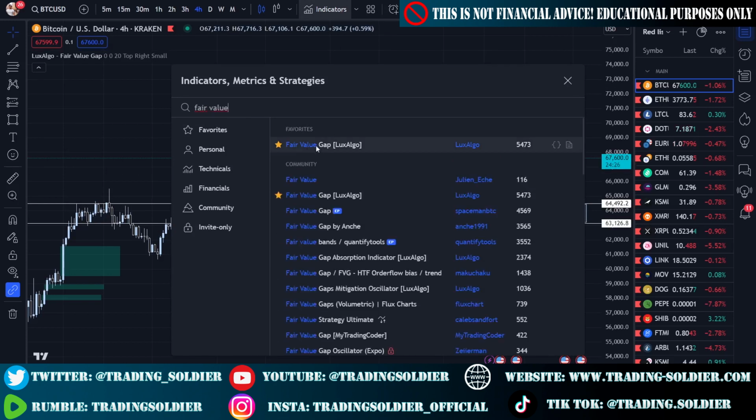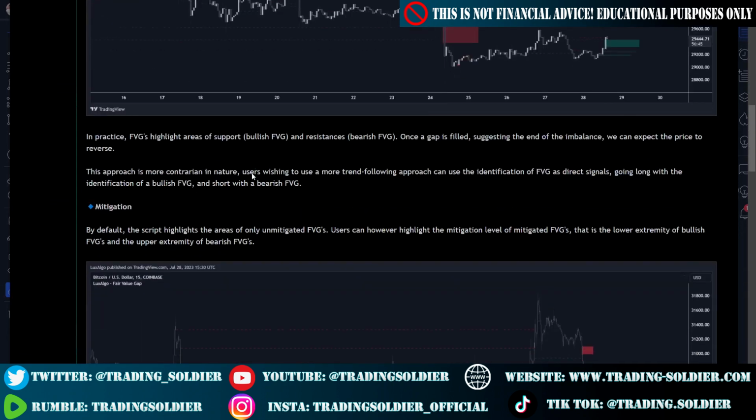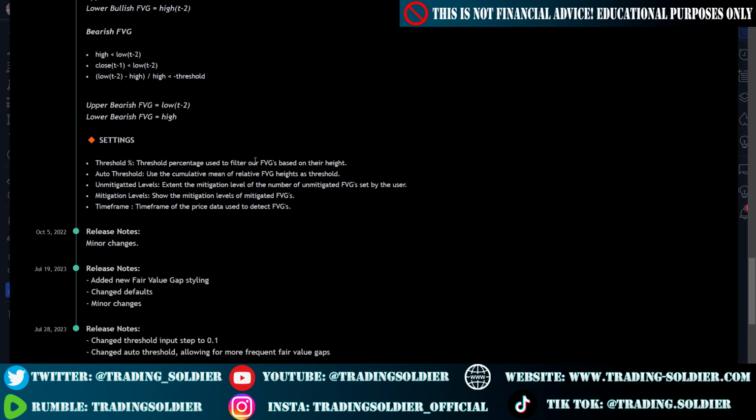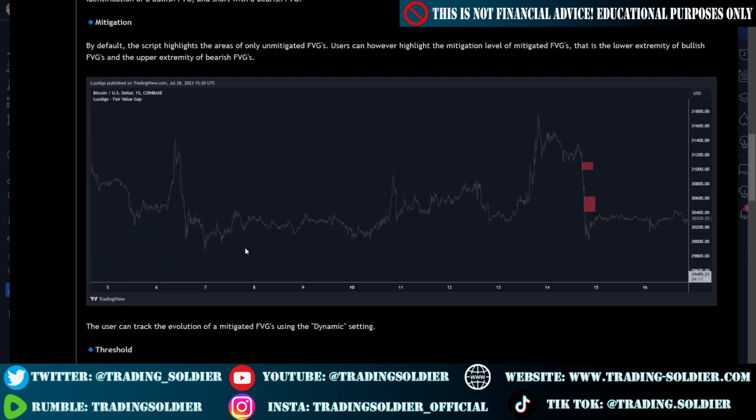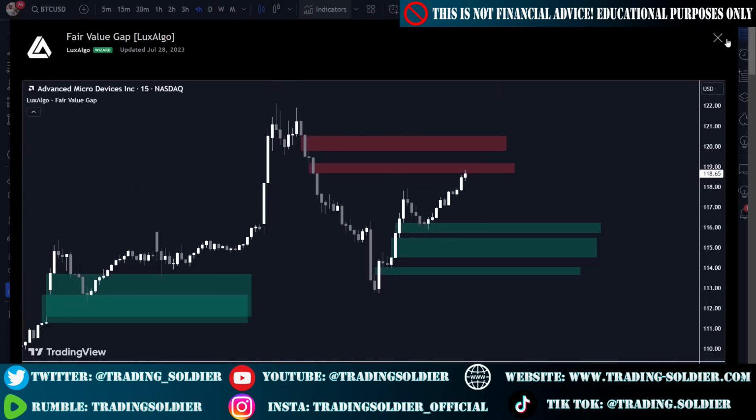value gaps. And we see here Fair Value Gap by LuxAlgo, and it has almost 5,400 people using this indicator. Before using this indicator and applying it to your chart, I encourage you to read the description that LuxAlgo is providing to you for free here in the indicator description. It is almost a 10-minute read, so it's worth reading.